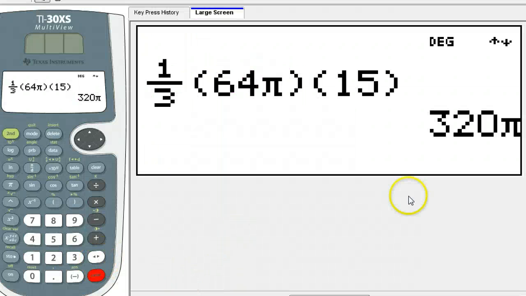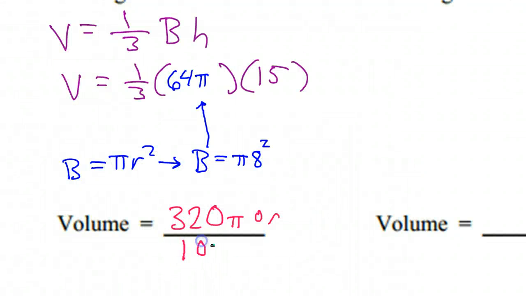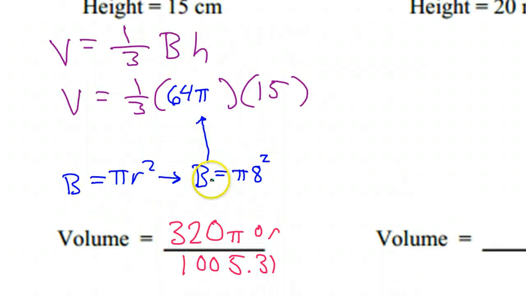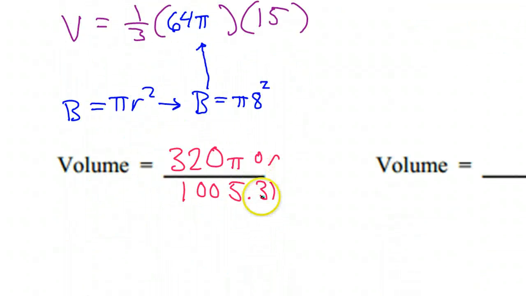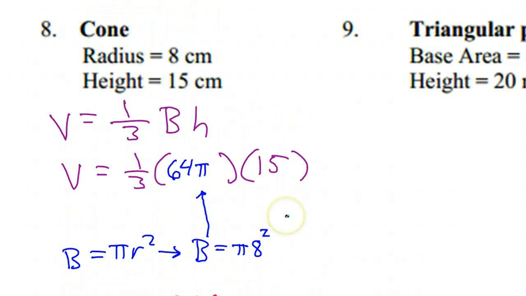That's the exact answer. But if I wanted a decimal, it'd be 1005.31. And the length units were centimeters, so the volume units will be cubic centimeters. So that is the answer for number 8.